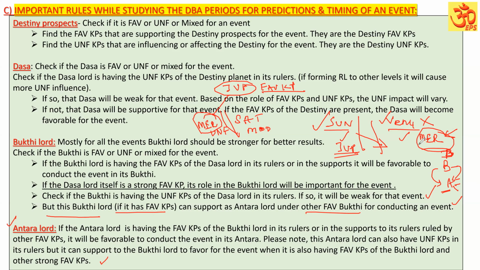So these points, please kindly go through again and again. That will help you in understanding the Dasa Bhukti Antara analysis, and in coming to an understanding of whether this Bhukti is favorable or not for the particular event under the Dasa. This Bhukti is favorable, or the next Bhukti is favorable, this is supportive, but how can we take whether it is going to be strong enough to conduct the event? But these points you have to keep in mind, whatever we discussed.